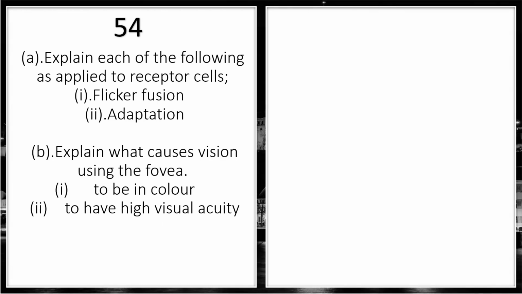Question 54. Explain each of the following as applied to receptor cells: flicker fusion, adaptation. Part B. Explain what causes vision using the fovea to be in color, to have high visual acuity.